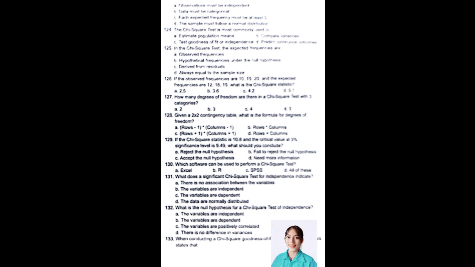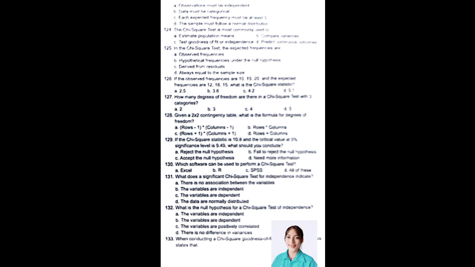Then we have 130. Which software can be used to perform a chi-square test? So as you can see, all of the options can perform a chi-square test. So that's in option D, which is all of these. Then we have 131. What does a significant chi-square test for independence indicate? So it indicates that the variables are dependent. So that's in option C. Then we have 132. What is the null hypothesis for a chi-square test of independence? So the answer for that is the variables are independent. So it's in option A.